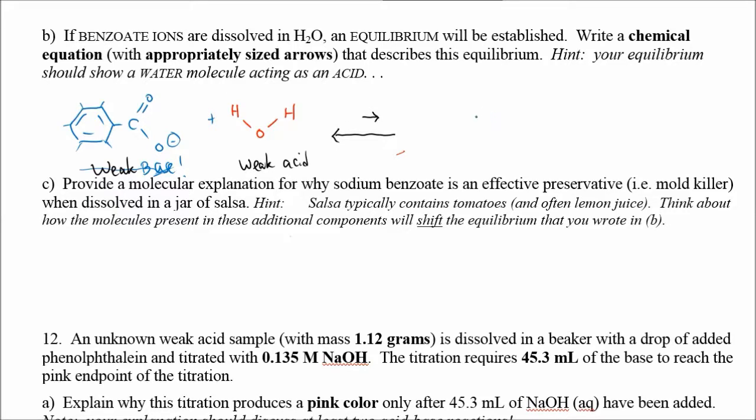Structures on the right: the benzoate has now gained a proton, so it has become benzoic acid. The water has lost a proton, it has become OH minus. You should see this is a strong base here, and that's why this arrow is big going back to the left, because the strong base is going to actively pursue the hydrogen ion and regain it to form the much more stable water molecule.